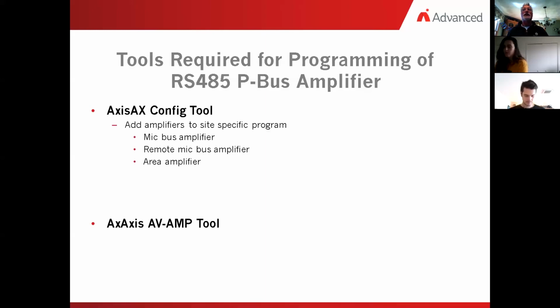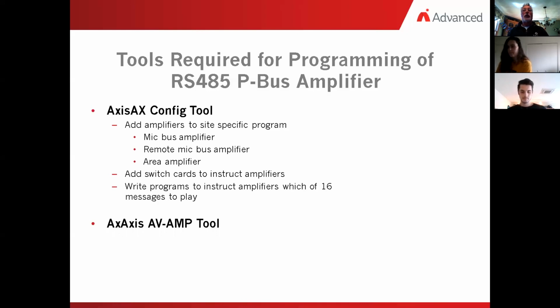Okay, so in the AX config tool, this is where we add the amplifiers to a site-specific program, and we'll do that shortly. Once we add the amplifiers to the system, you choose whether it's going to be a mic bus amplifier, a remote mic bus amplifier, or an amplifier for an area. And once you choose it to be an area, you tell it what area it's going to be assigned to. It's also where you would add a switch card to instruct the amplifiers what they're going to do. You have the amplifier in the system, and then you'll have a switch card. In the switch card, you push buttons on it to say, page this area or something to that nature. You will also write programs to instruct the amplifiers which of the 16 messages it's going to play. And we'll walk through that as well.